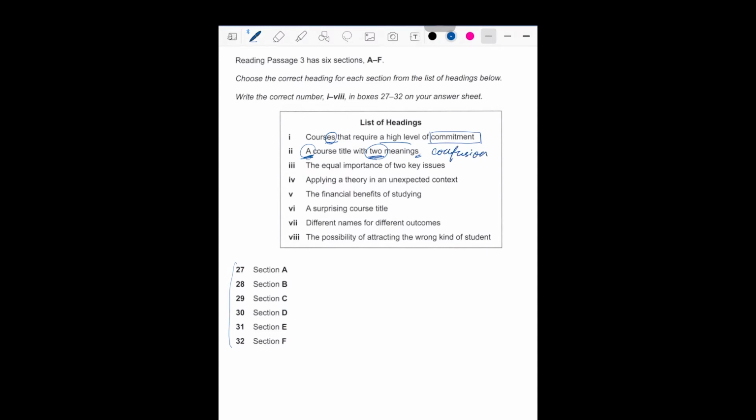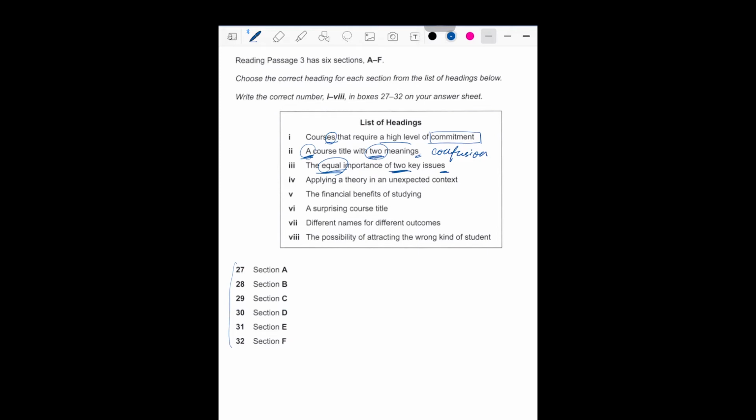Okay, let's look at the third one. The equal importance of 2 key issues. The numbers here in the list are very important. 2 key issues. They obviously will talk about 2. If they only talk about 1, then this heading will not be the match. If it talks about more than 2, if it talks about 3 issues, then this won't be a match as well. Equal importance of 2 key issues. How would the author present it so that it is equally important?